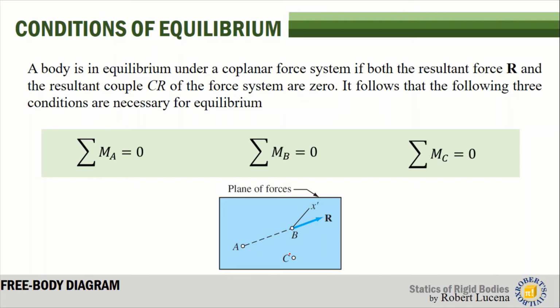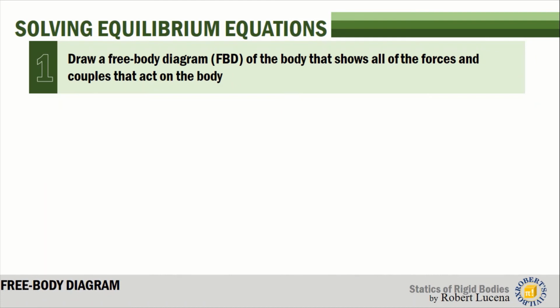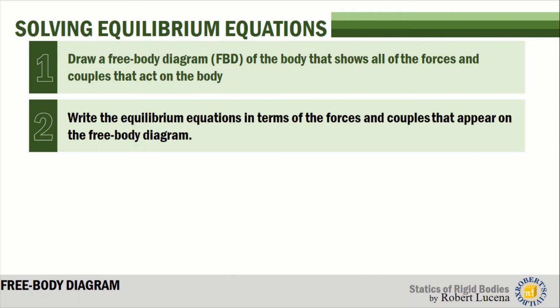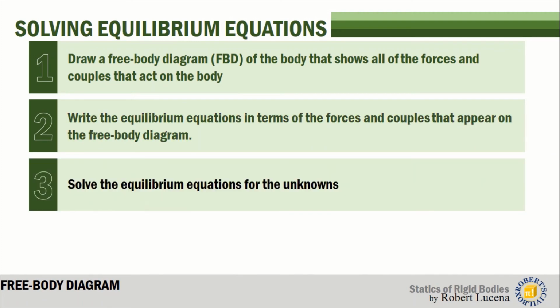You could say that the object is in equilibrium. So solving equilibrium equations, the first thing we do is to draw the free body diagram, which we have discussed previously. The analysis is fully dependent on how good you are in making the free body diagram, and make sure that all the forces are properly drawn. The second thing to do is to write the equilibrium equations in terms of the forces and couples that appear on the free body diagram. And number 3, solve the equilibrium equations for the unknowns.